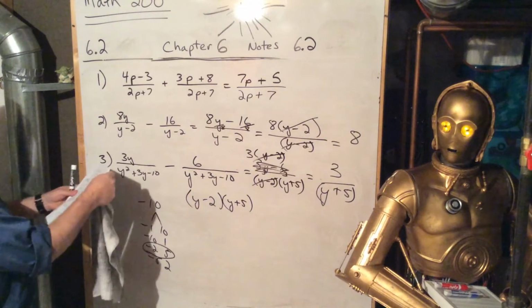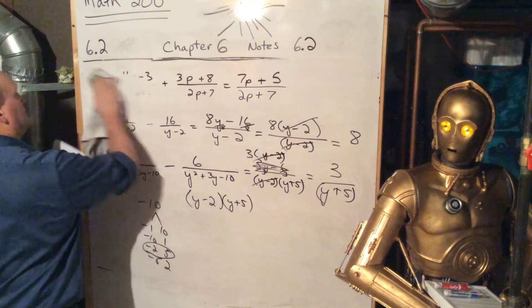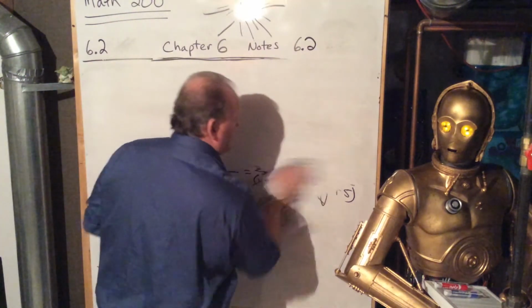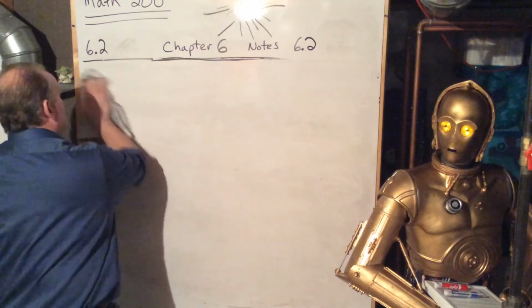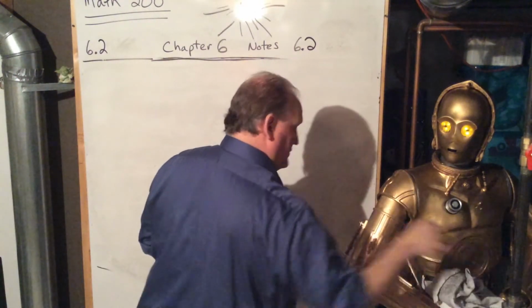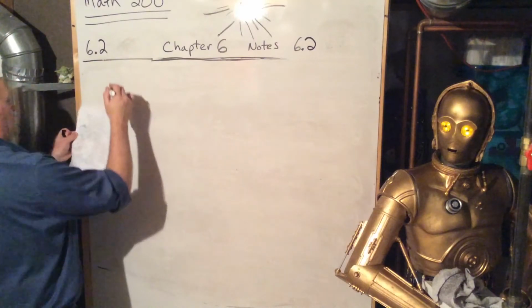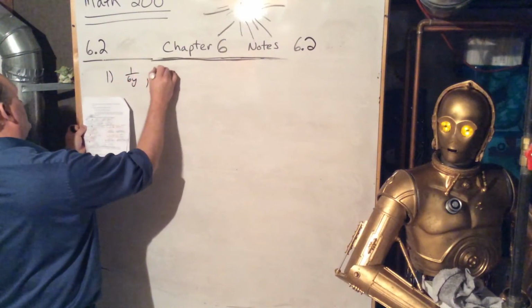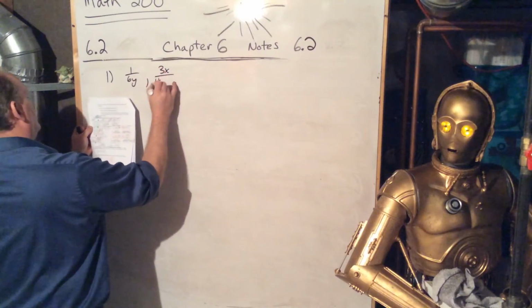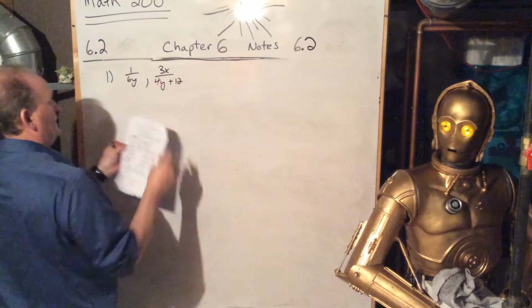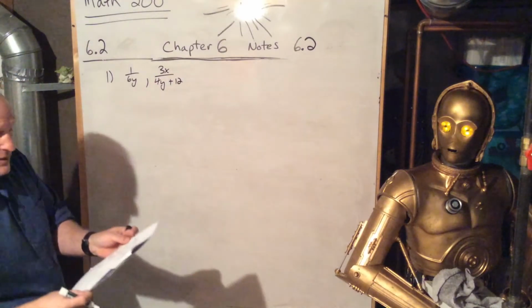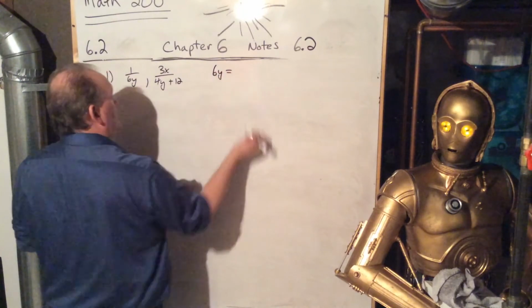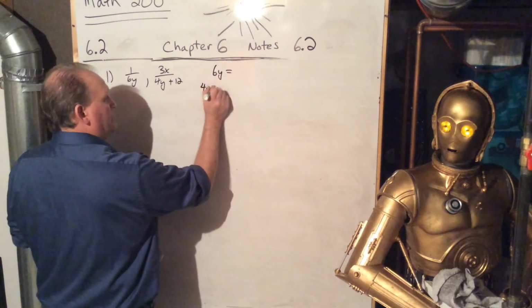Page 6 of the note packet. So now they're going to have us find the LCD. They don't want us to actually add or subtract them, but that's what is leading up to. So right now we have 1 over 6y, and we have 3x over 4y plus 12. So find the LCD of the following.